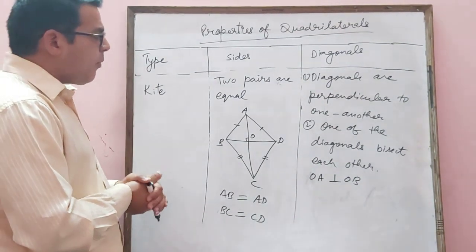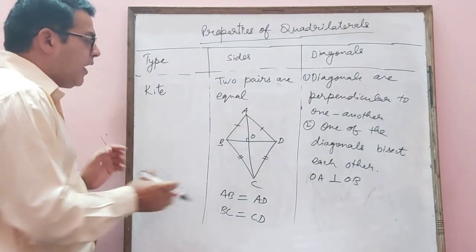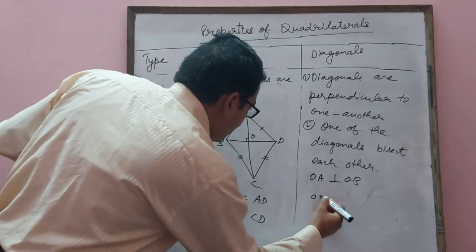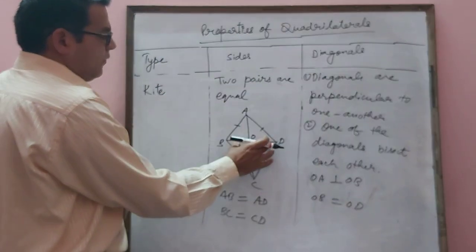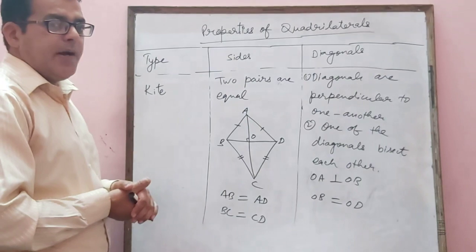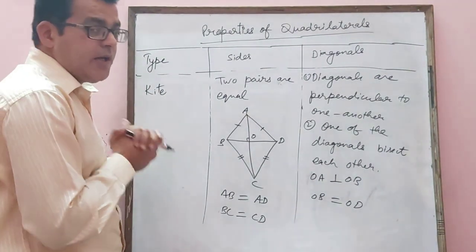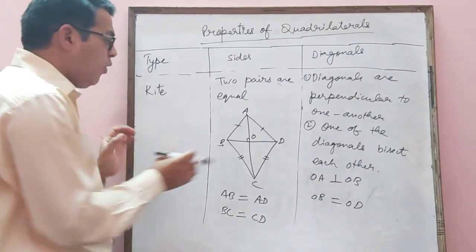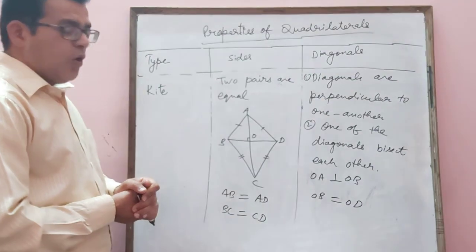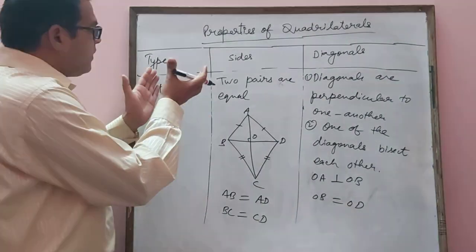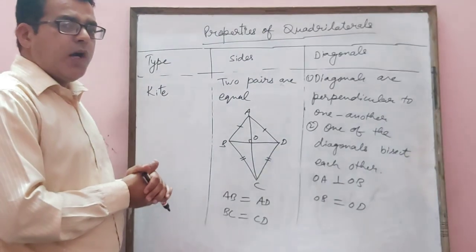And the second property is that one of the diagonals bisects the other. So here you can see OB equals OD. This diagonal is bisected. Only one of the diagonals bisects the other. This is a very important property. You must know this. So OB is equal to OD, right? Hope you understand, guys. This was all about the properties of quadrilaterals.